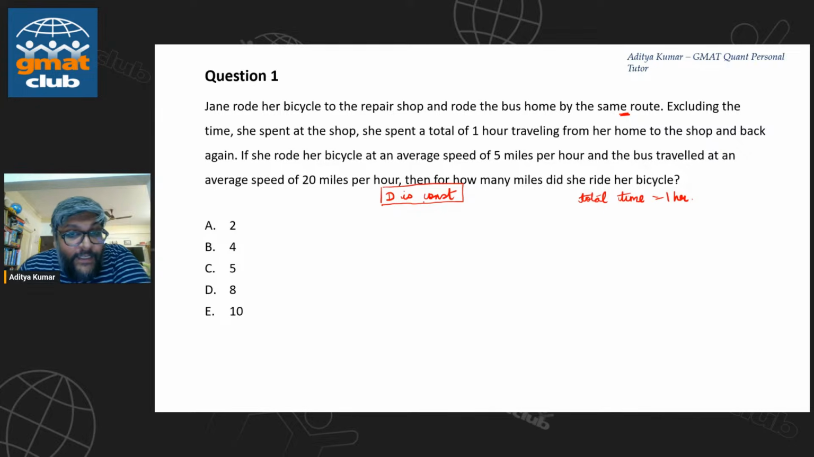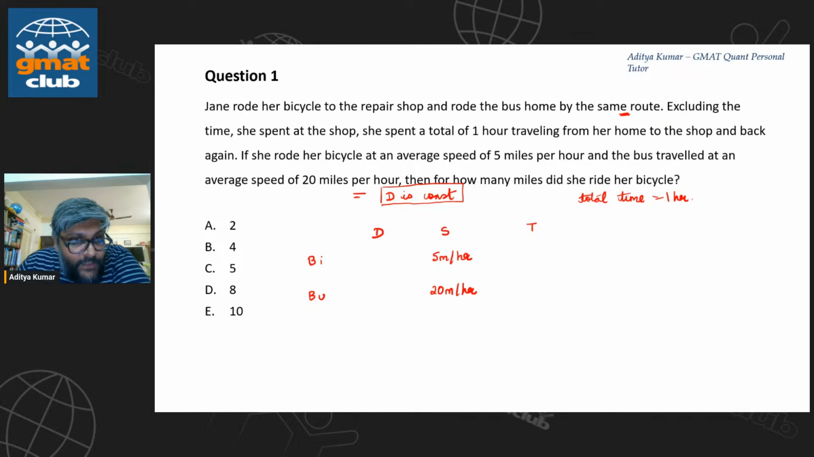If she rode her bicycle at an average speed of 5 miles per hour, here comes all the data. So I'm going to put in distance, speed, time. I'm going to organize the information in a nice table. She's riding the bicycle and then the bus. I'm going to call them BI and BU. And they're telling me if she rode her bicycle at an average speed of 5 miles per hour and the bus traveled at an average speed of 20 miles per hour, then how many miles did she ride her bicycle? So I need to find out what is the distance that she's ridden her bicycle for.